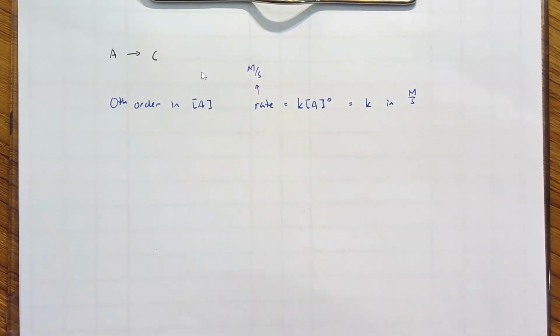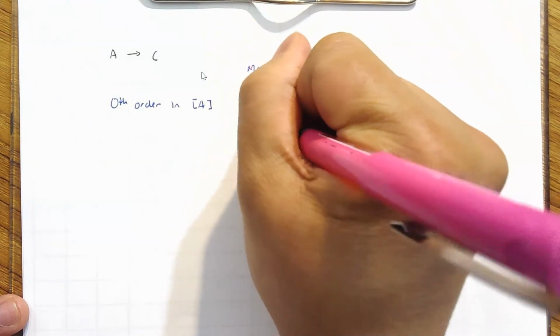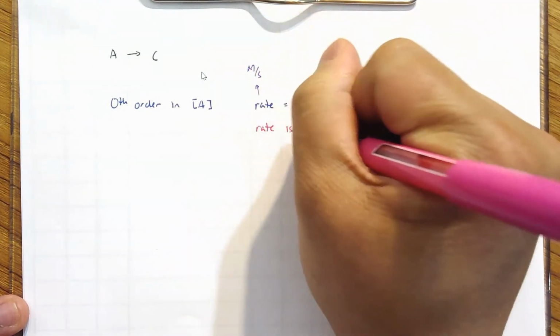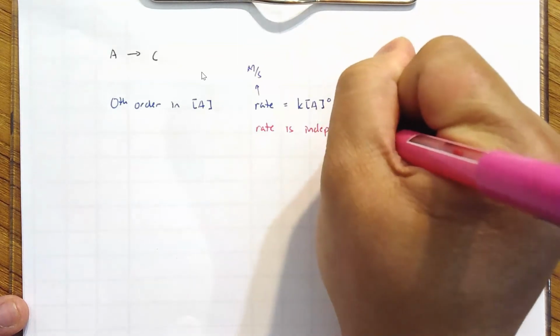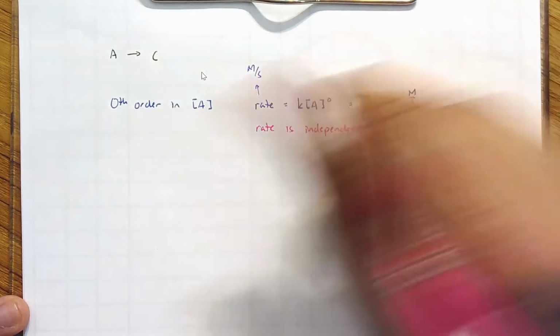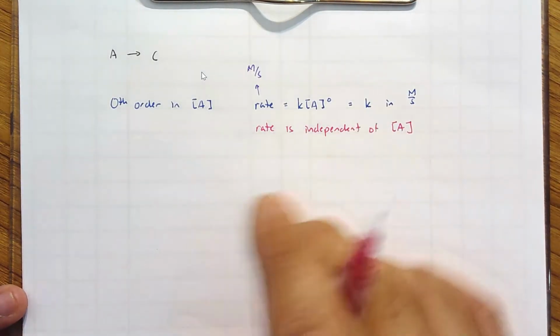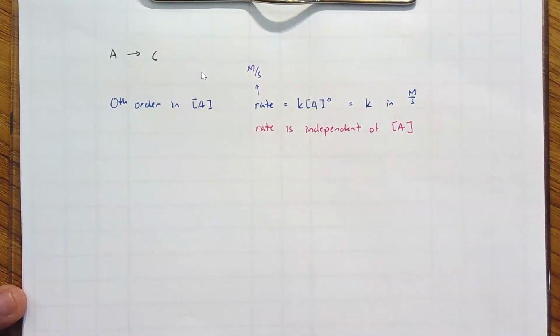What else do we want to know about this? What this means is that the rate is independent of the concentration of A. A could be any concentration. The rate is still going to be the same thing. That's what it means for a reactant to be 0th order.